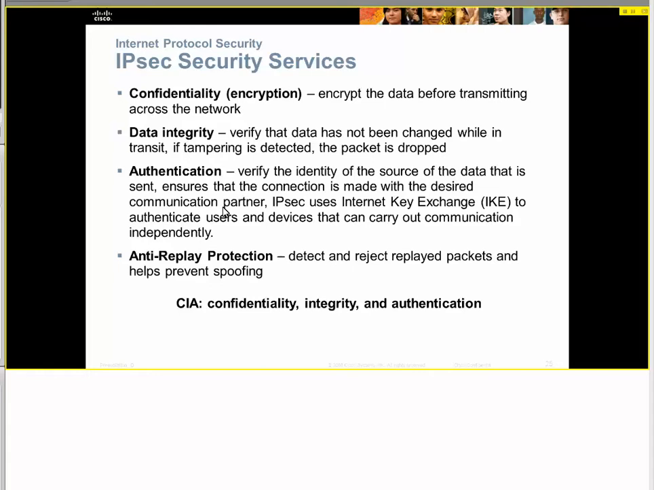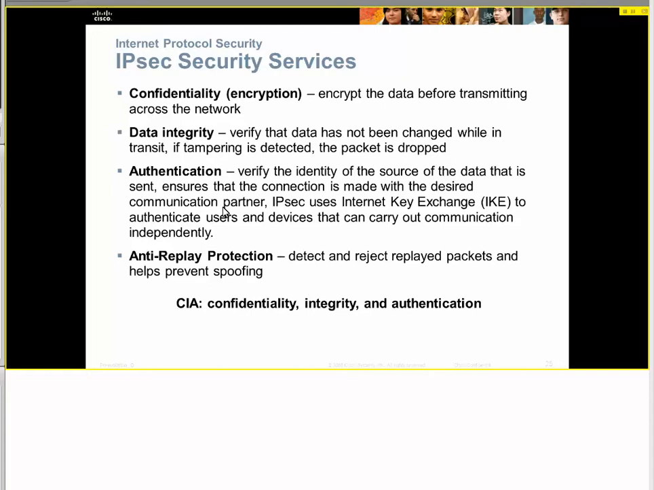So the major 3 components, and the third is a really important component, are confidentiality, encryption, which encrypts the data before transmitting it. At the other end, it decrypts it. Integrity verifies that the data has not been changed in transit. So even, let's say I intercept a packet. I can't decrypt it, so I don't know what it says.